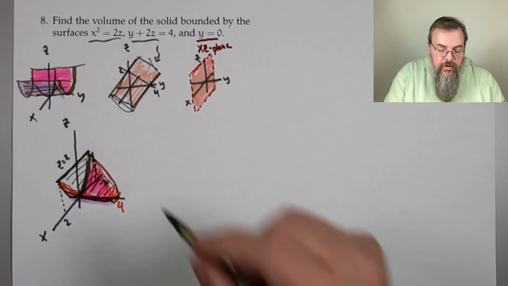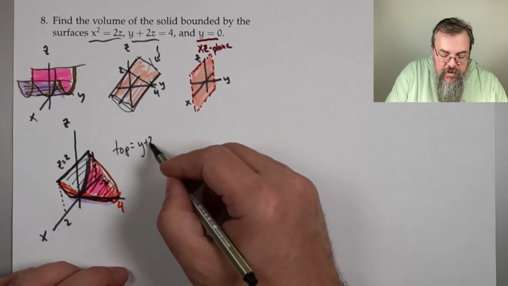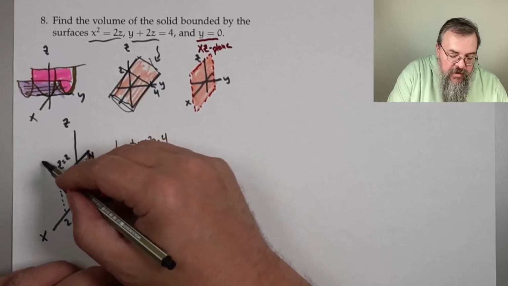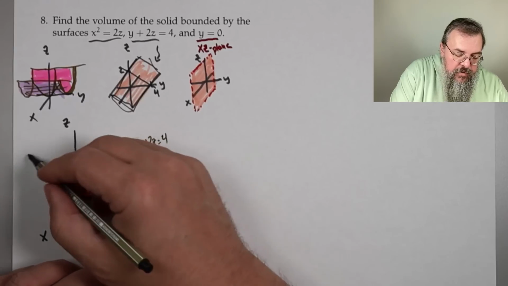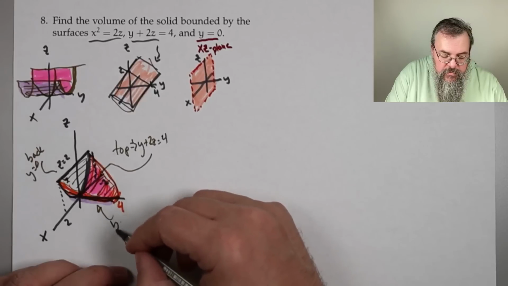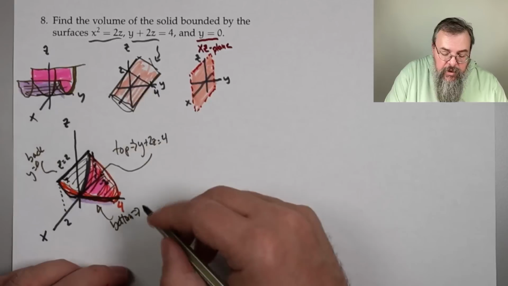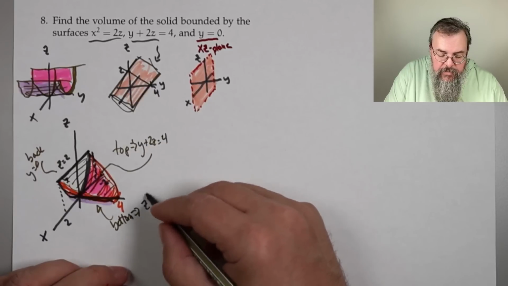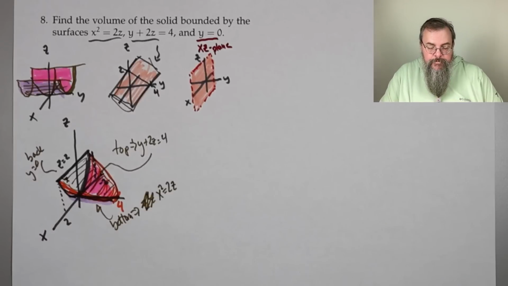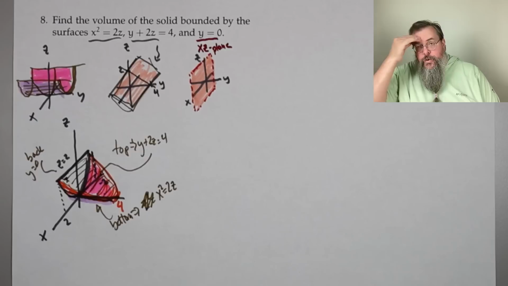All right. So the top, this is our y plus 2z equals 4. That's here. The back, that's our y equals 0. And then the bottom, that's our x squared equals 2z. X squared equals 2z. Okay. Or z equals a half x squared. All right. Good.